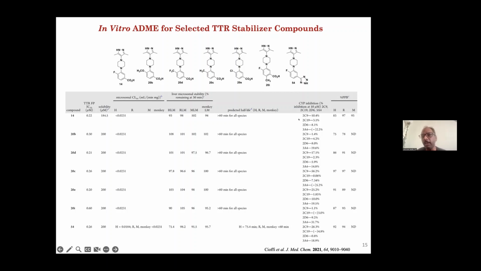And none of these compounds have shown significant CYP inhibition. When a compound shows significant CYP inhibition, it no longer reaches the target. Fortunately for us, there is very little CYP inhibition, which is also reflected in the percentage plasma protein binding.